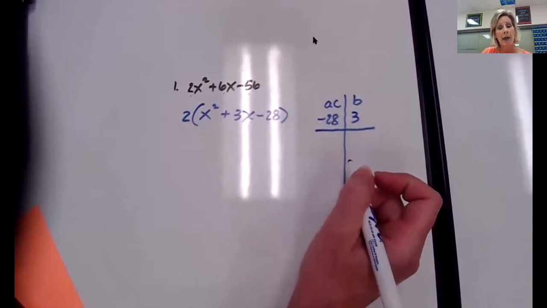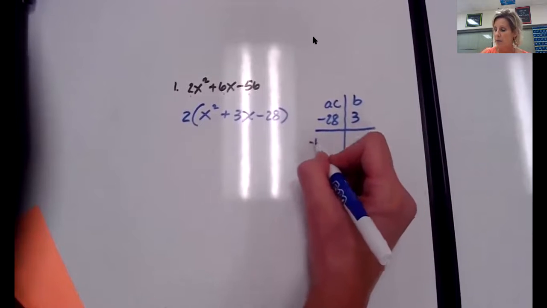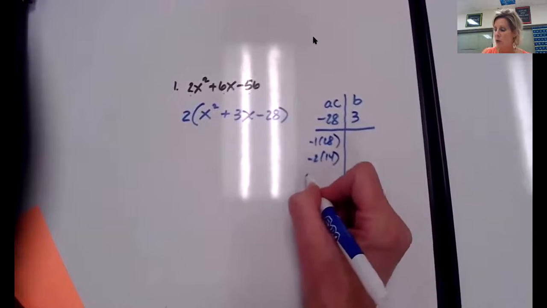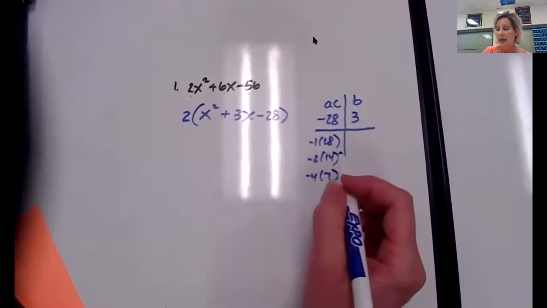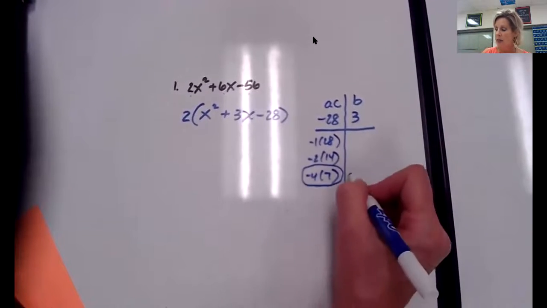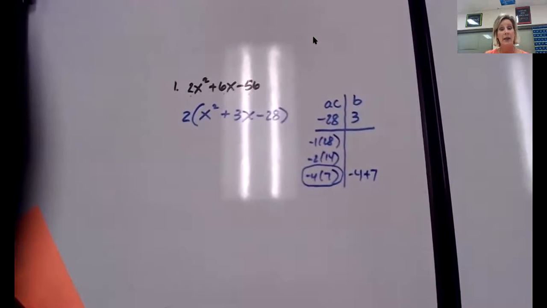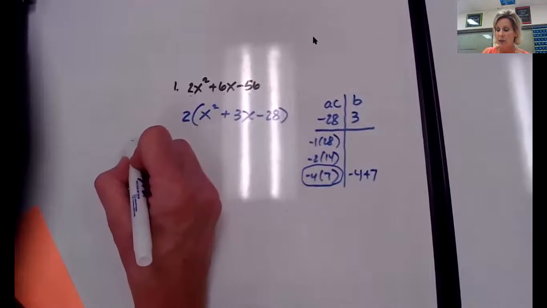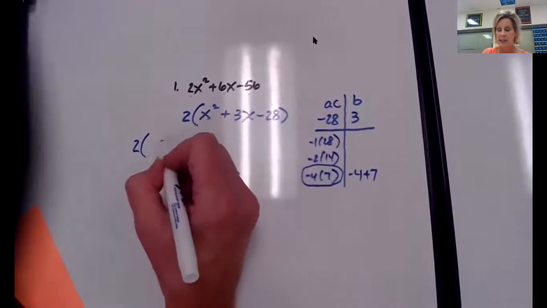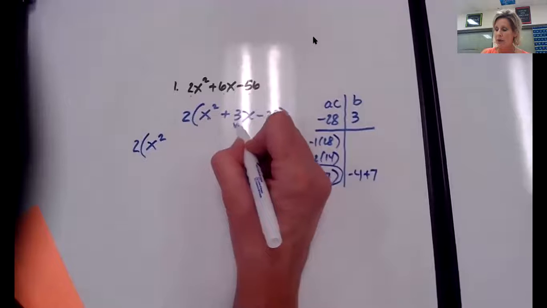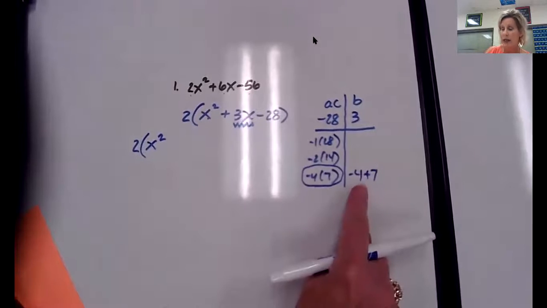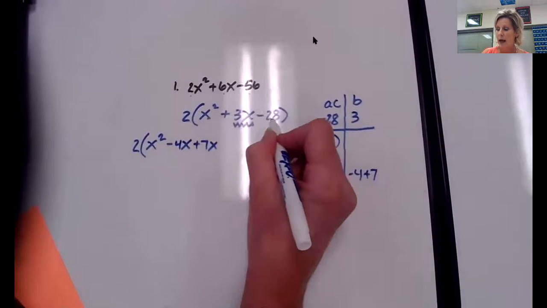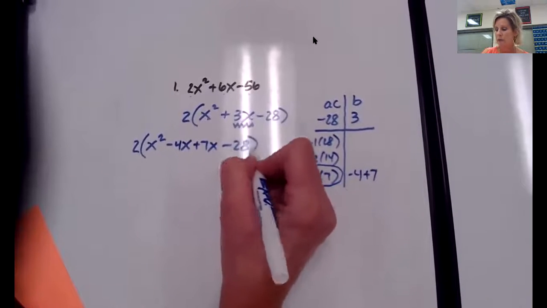So I'm already on 1 and 28, 2 and 14. 3 does not go into 28, but 4 does, 7 times. This one had already dawned on me that I think negative 4 plus 7 will work, and that does give you positive 3. So that's what you need. So this 2 needs to be recopied. This x squared needs to be recopied. But the 3x, remember, we're going to break up as negative 4x plus 7x. And then the minus 28, you just recopy.